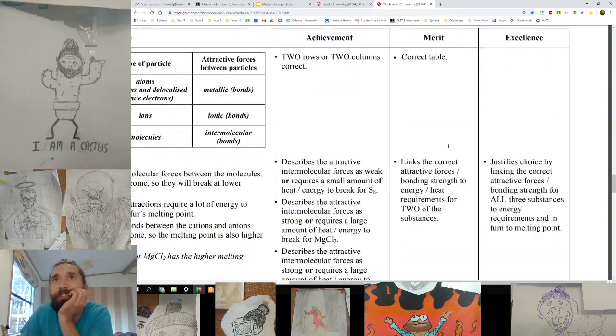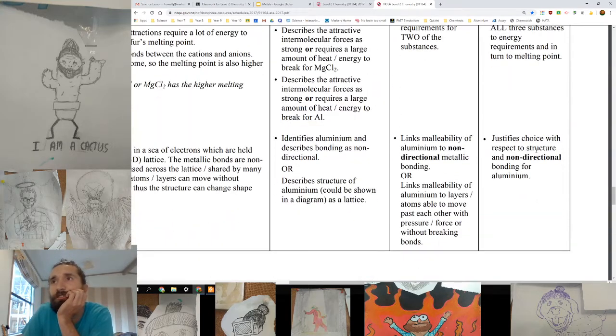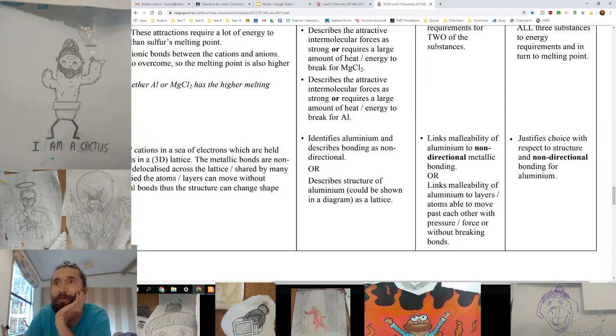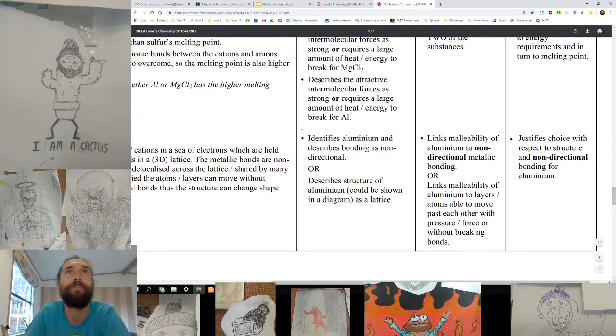level: achieve, merit and excellence. So for merit, justifies choice with respect to structure and non-directional bonding for aluminium. You've got to say the structure about the layers and how they can move past each other and how it's non-directional. If you just mention one or the other, you'll get merit. And if you just say it's a lattice or you just say it's non-directional, you'll get achieved. So achieved's pretty easy. But you should all be going for excellence.